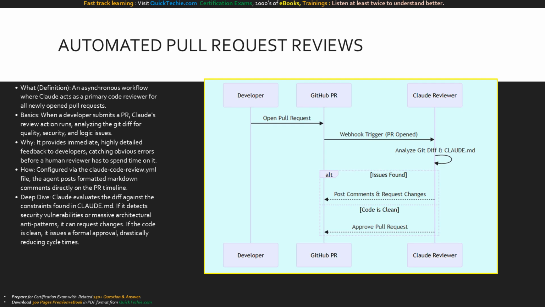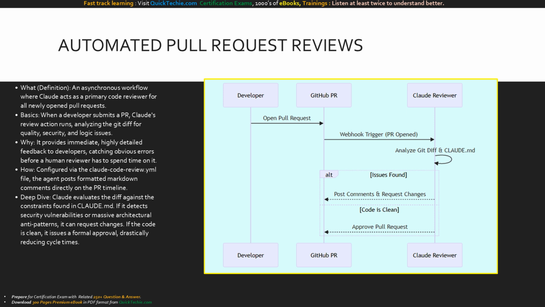Beyond fixing bugs, we have automated pull request reviews. What is this? It's an asynchronous workflow where Claude acts as your primary, first-pass code reviewer. The basics: whenever a developer on your team submits a PR, Claude's review action automatically runs, deeply analyzing the Git diff. Why is this so valuable? It provides immediate feedback. It catches syntax errors, missing tests, and logic flaws instantly, saving your senior human reviewers from wasting time on obvious mistakes.